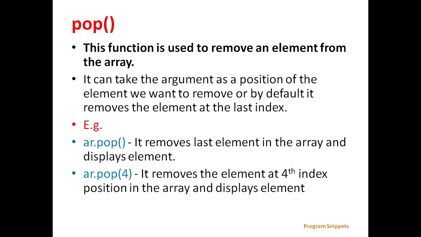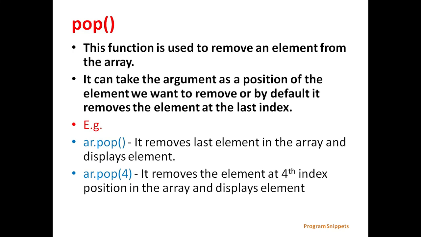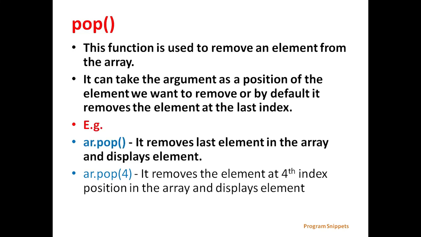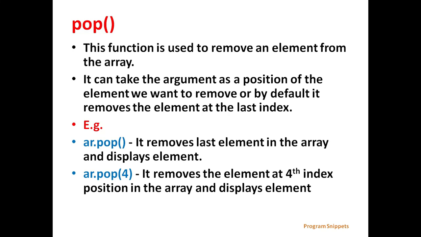Next is pop. This function is used to remove an element from the array. It can take the argument as a position of the element that we want to remove, or by default it will remove the element of the last index. For example, ar.pop will remove the last element in the array and displays the remaining elements. And ar.pop with 4 will remove the element at the fourth index position in the array and displays the remaining elements.